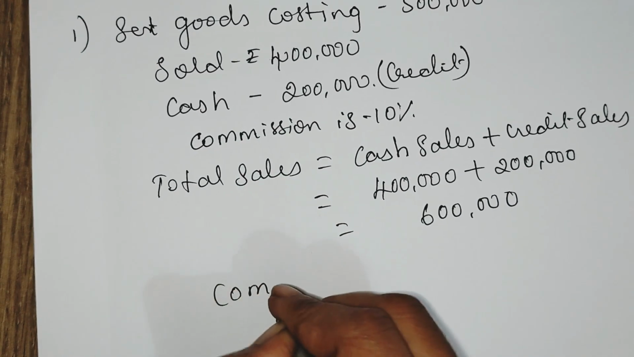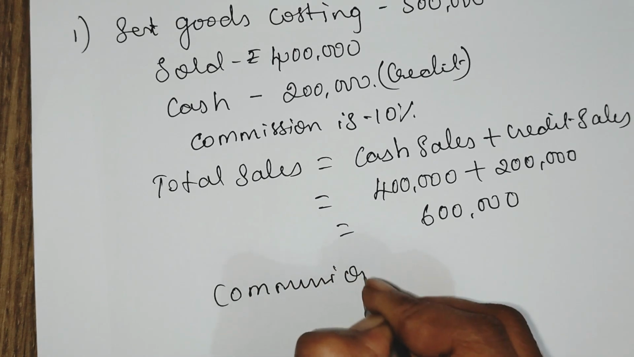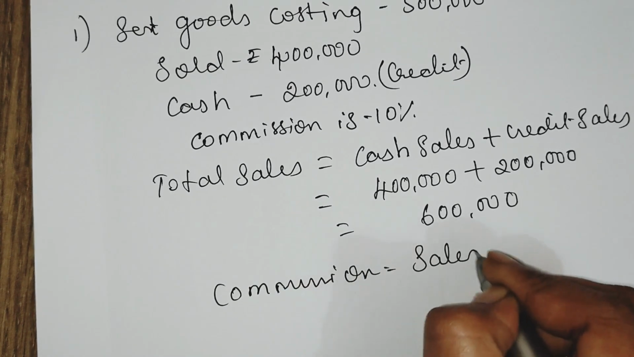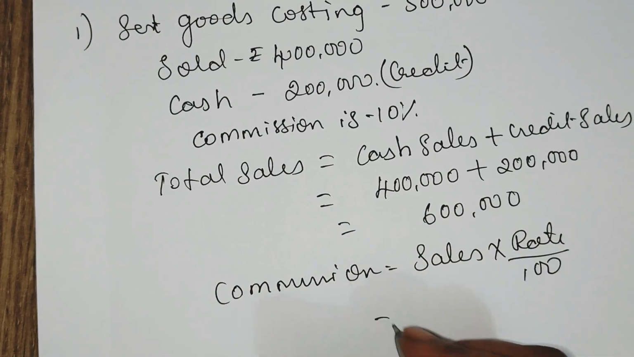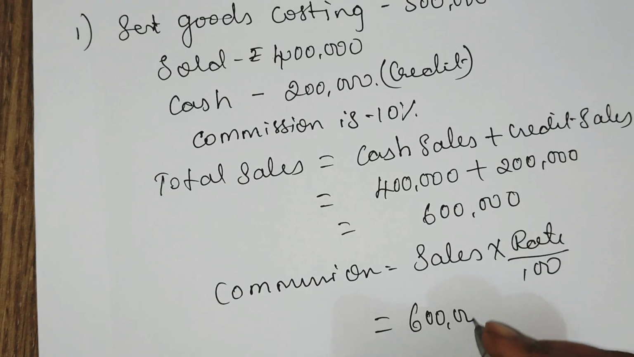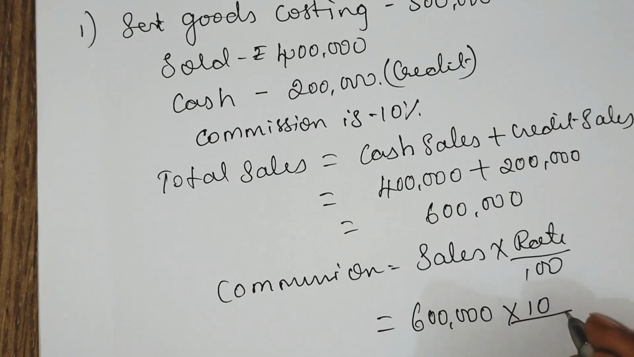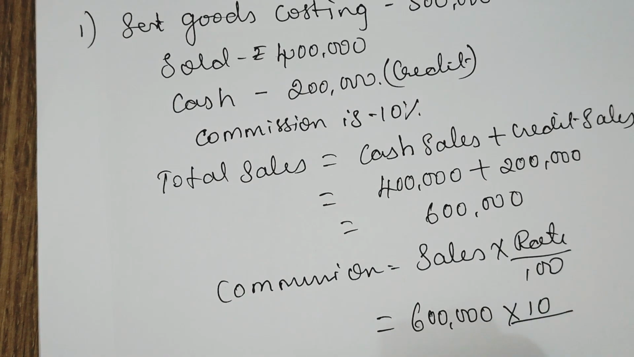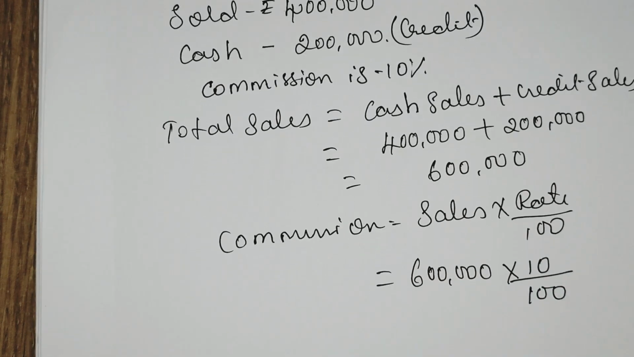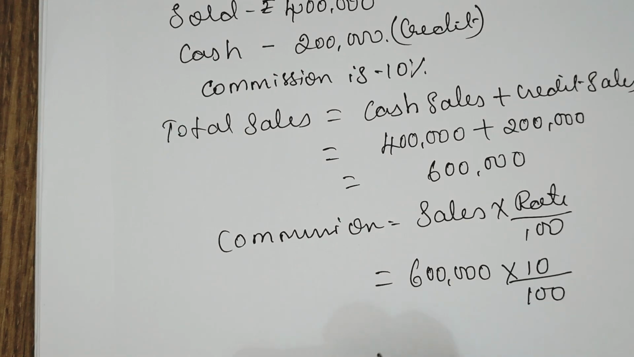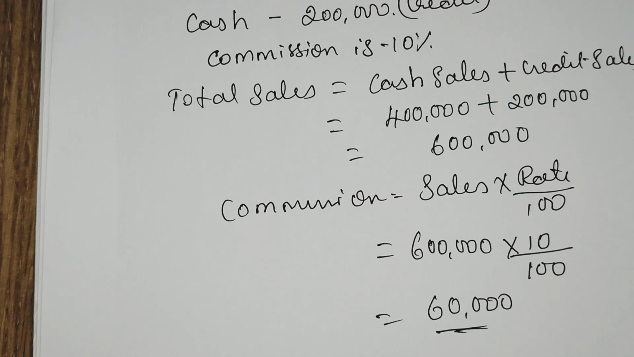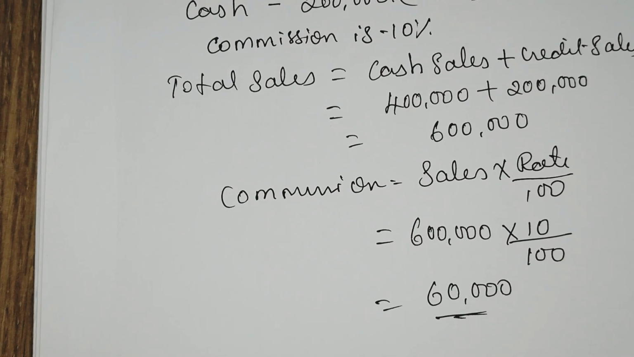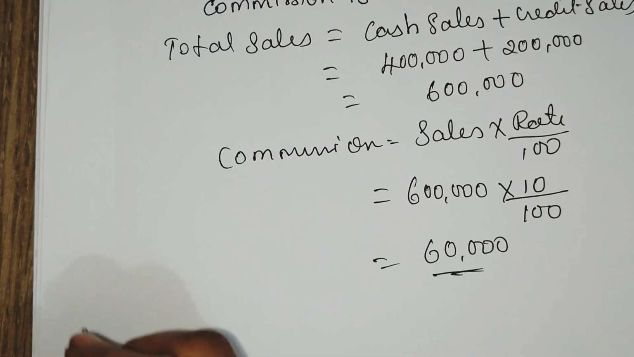Commission is sales into rate by 100. This is the formula. 6 lakh is sales, 10% is rate of commission. We are assuming ordinary commission because only entitlement to commission is given. 6 lakh into 10 by 100 is 60,000. What is the commission amount? It is 60,000.